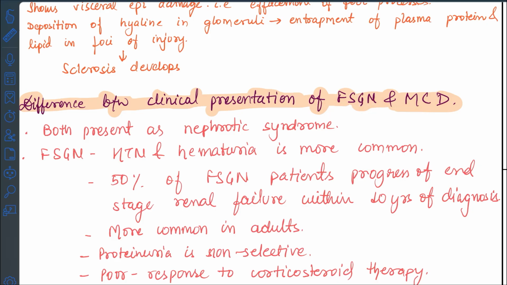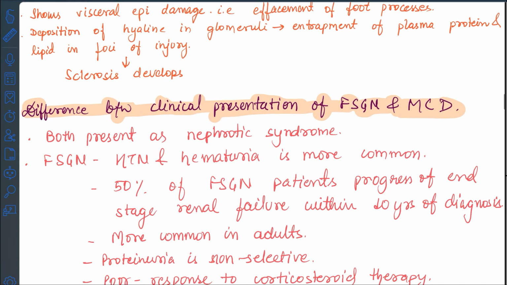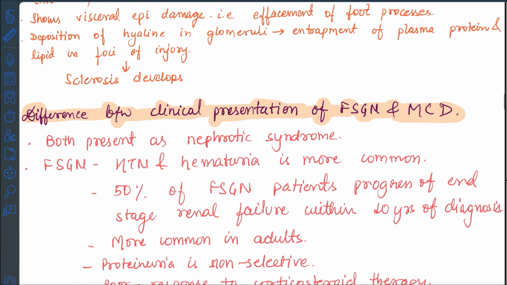Now we'll see the difference between clinical presentation of FSGS and MCD. As we read earlier that FSGS and MCD are a part of continuum, तो इसको differentiate करने के लिए भी we must know, क्योंकि the treatment and the further management plan is different for FSGS and MCD. They both present as nephrotic syndrome. In FSGS, hypertension and hematuria is more common, whereas in MCD it is not that common.